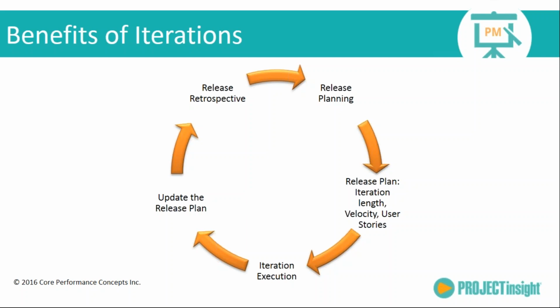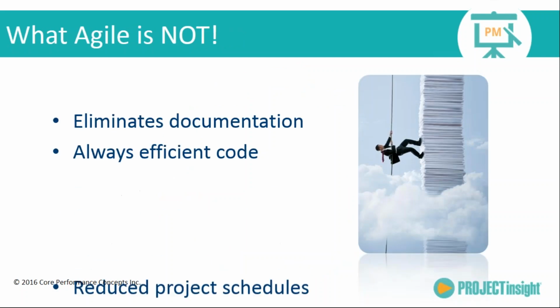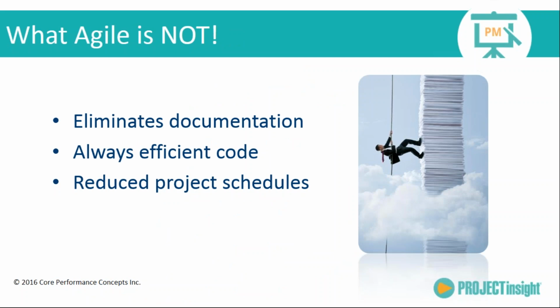We have the client define the user stories. We actually go through that execution of the iteration, and then we update the plan, and we get some feedback. And then we continue this cycle until we get to the point where we are delivering on the full project that the client is expecting. And we talked a lot about this last time as well.